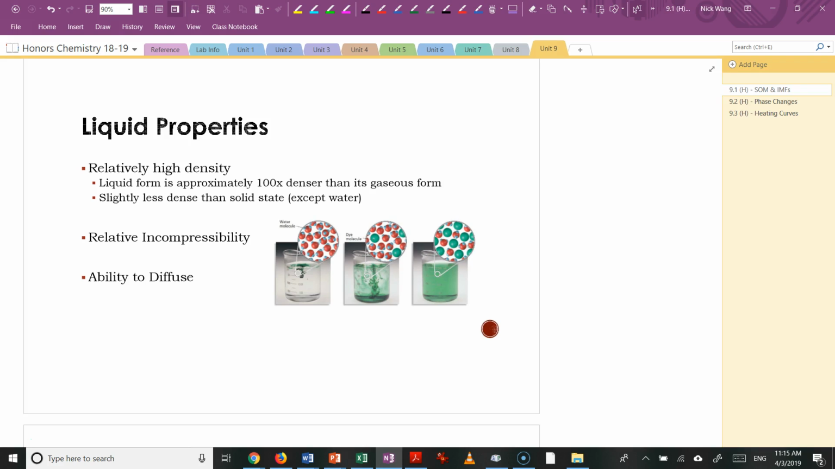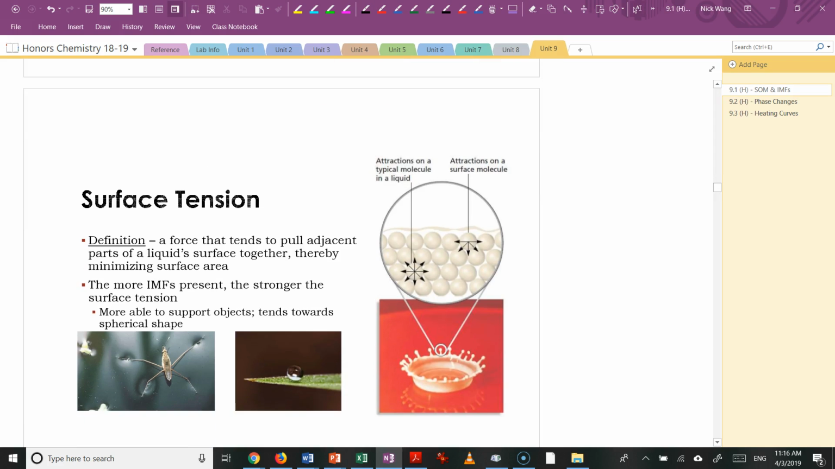Diffusion means the ability for them to intermix and intermingle, because they're in constant random motion, right? So right here you have pure water. You inject a little bit of dye in there. That dye is all very concentrated at first, but over time it's allowed to spread out and disperse, or diffuse, because they are also in constant random motion.